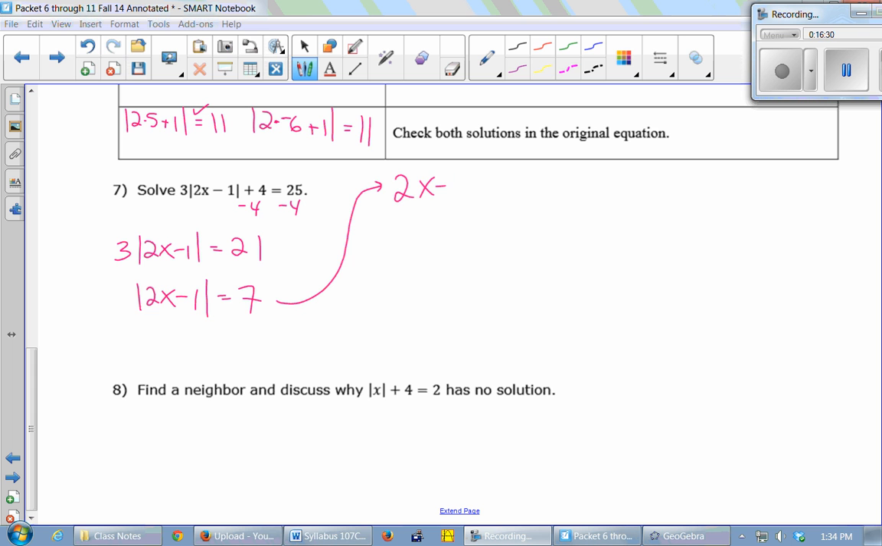So either 2x minus 1 is 7, or 2x minus 1 is negative 7. Either way, the absolute value of 2x minus 1 will be 7. And then you just solve each of these. So here we get x equals 4, and here we get x equals negative 3.